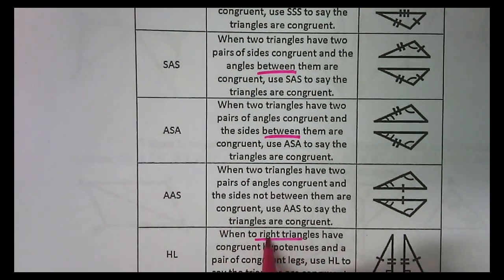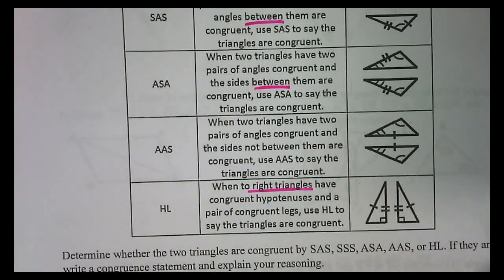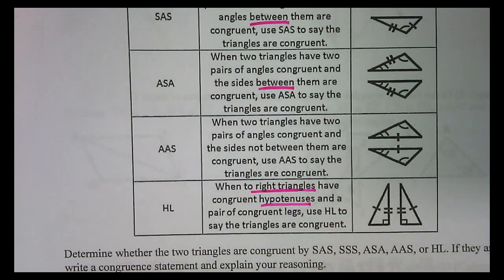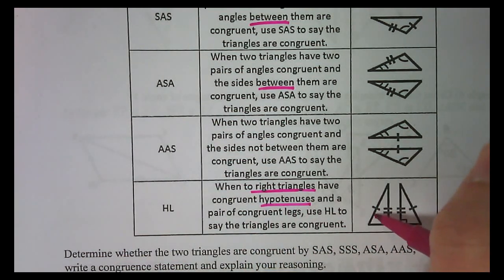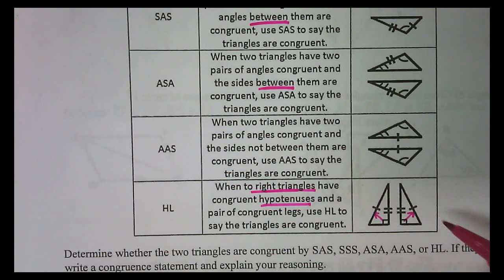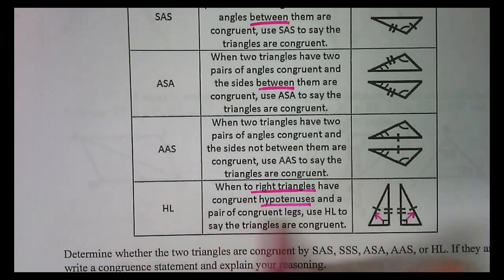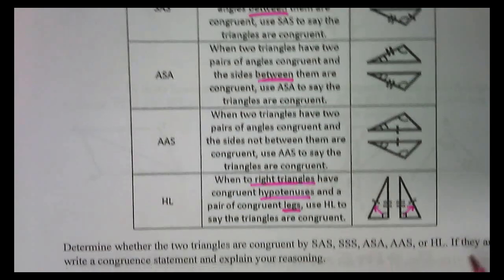And HL is for a right triangle. The H is for hypotenuse. Hypotenuse is always the side that's across from the right angle. And then leg is the L. Leg is one of the sides that makes the right angle.